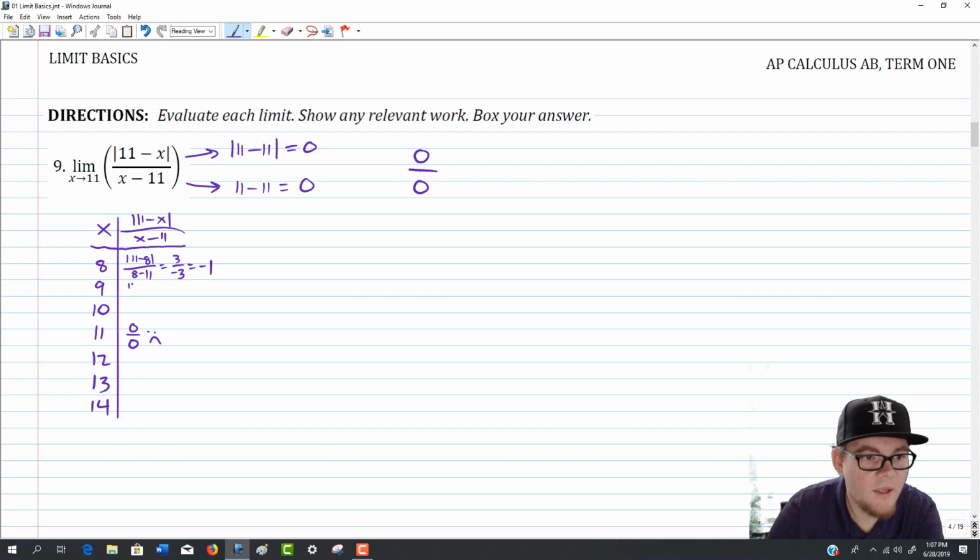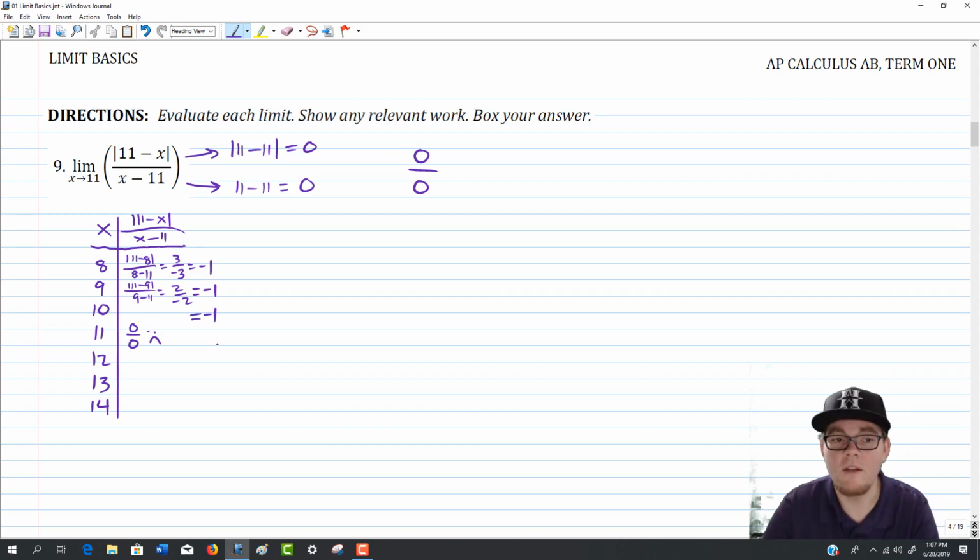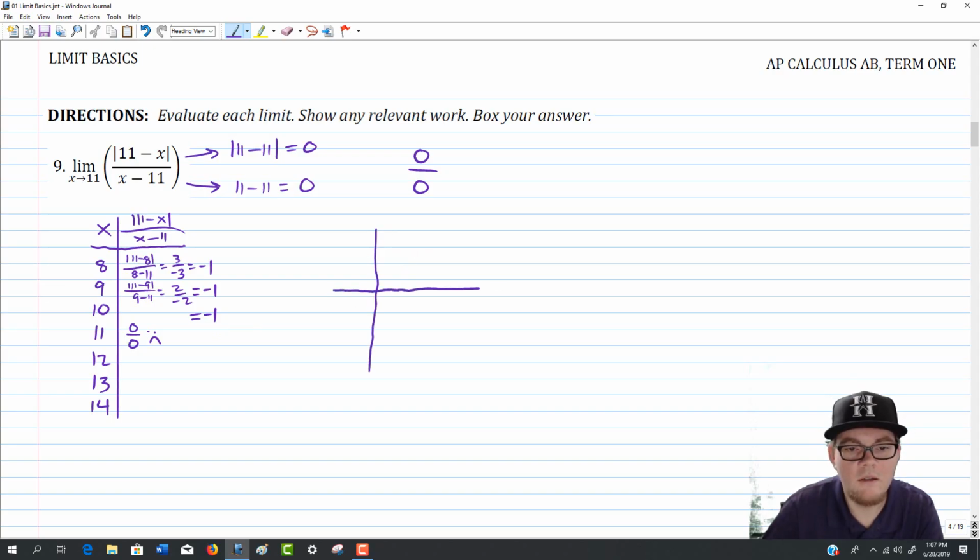If we plug in 9, we get the absolute value of 11 minus 9 over 9 minus 11, which equals 2 over negative 2, which equals negative 1 again. If we plug in 10, I think you can probably predict what's going to happen. We're going to get negative 1 as well. So what that means is if we try to picture what this graph is looking like around 11, let's say 11 is right there, all the values less than 11 appear to be equal to negative 1.